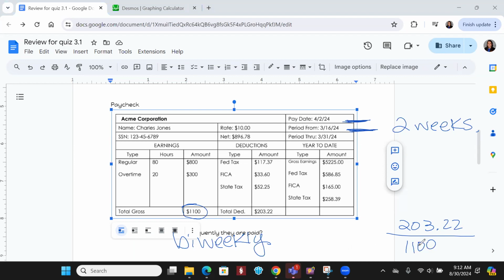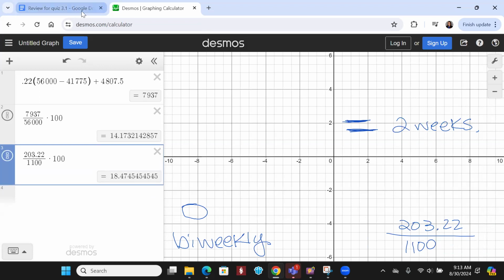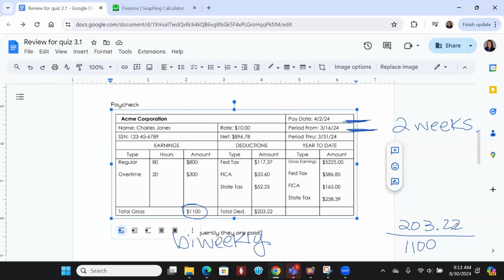So we're trying to figure out the percentage. We're taking the taxes and dividing it by our total gross. So we're going to go into our calculator. 203.22 divided by 1,100, and we're going to multiply it by 100. So how much do we got? 18.5%. So this is your taxes divided by your gross pay.